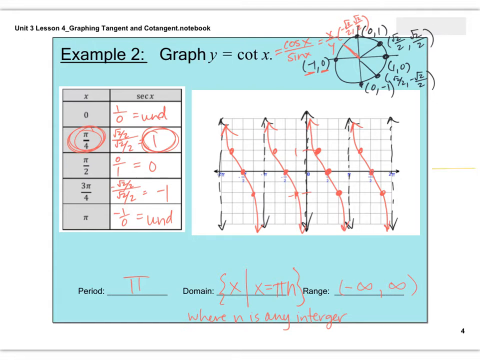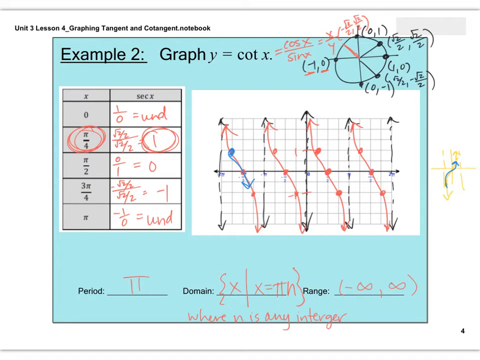If I do a little sketch over here, the tangent graph looked like this, where it started down on the left and worked its way up to the right. So try to remember that. Try to remember that tangent starts on its left and works its way up to the right, and then cotangent starts on the left and works its way down to the right.